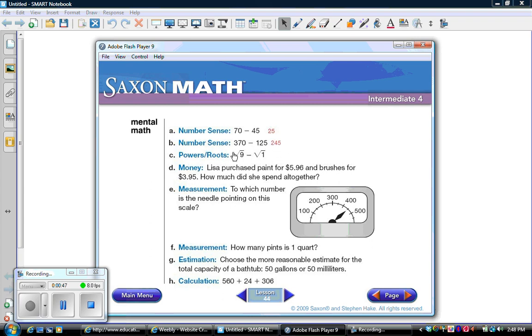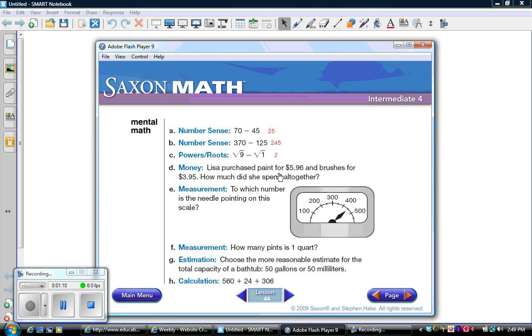Okay, powers. Look at this, the square root of 9. So think of a square that's made up of 9 small squares, and the root is the measure of one of those sides, and that's 3, right? So 3 is the square root of 9 minus the square root of 1. Well, 1 times 1 is 1, so the square root of 1 is 1. So 3 minus 1 is 2.